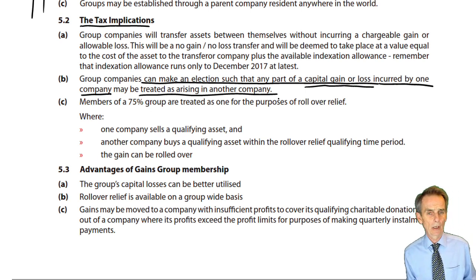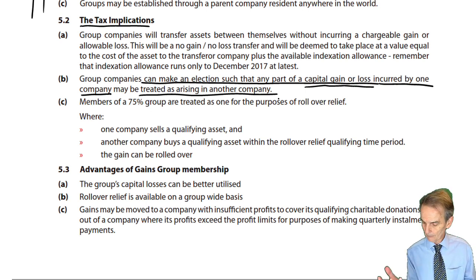And you may recall in our lecture we said if one gains group member has made a capital loss, and another gains group member this period has got a capital gain, without this election, the loss in the loss maker would have to be carried forward, because capital losses can only go against capital gains, and if there isn't a capital gain this period, you cannot carry back, you can only carry forward. So the loss would be carried forward in the loss-making company, while the gain would be taxable in the gain-making company. Well, wouldn't it be better to be able to match?